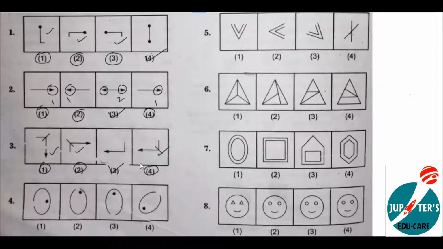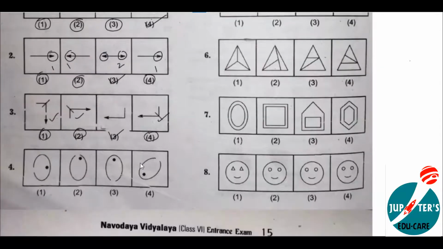Next, question number 4. In option 1 we have this small dot inside the figure, and in option 2 we have this small dot at the exact center. In option 3 we have this small dot inside the figure. In option 4 also inside the figure we have this dot. So in option 1, option 3, option 4 we have it inside only. But in case of option 2 we have it at the exact point. So option 2 is our answer.